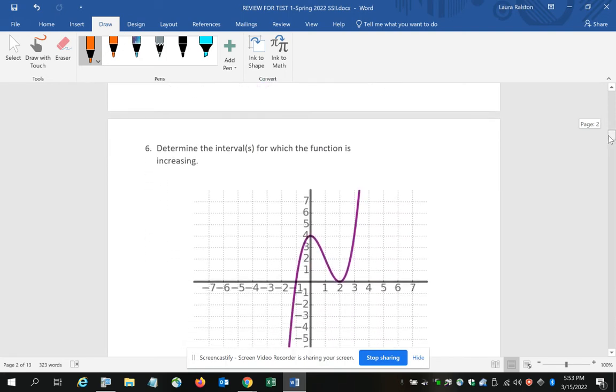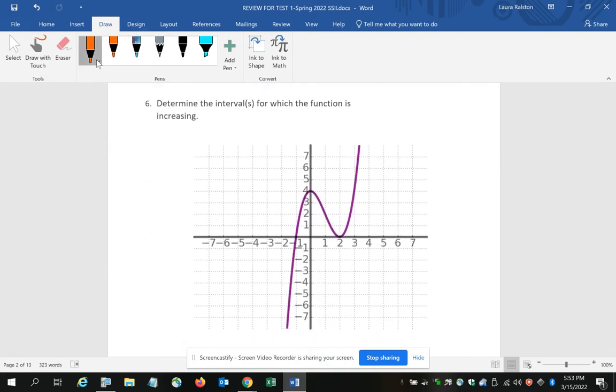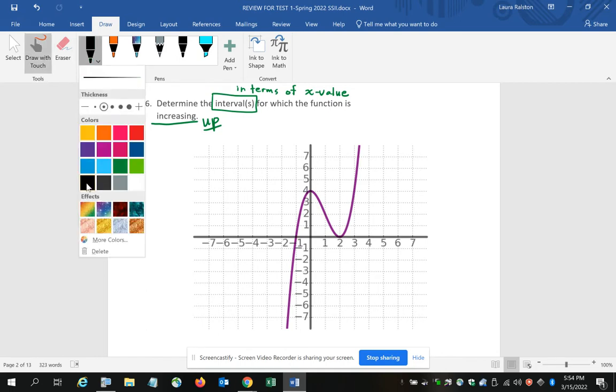Question 6 is a similar question, but it asks where the function is increasing. Again, there's fancy math language that defines increasing, but increasing means that your graph appears to be going up. Again, when you're stating these intervals that you're looking for, you're going to state them in terms of the x values. That is always the case when you're stating the intervals for both increasing and decreasing, or possibly constant.